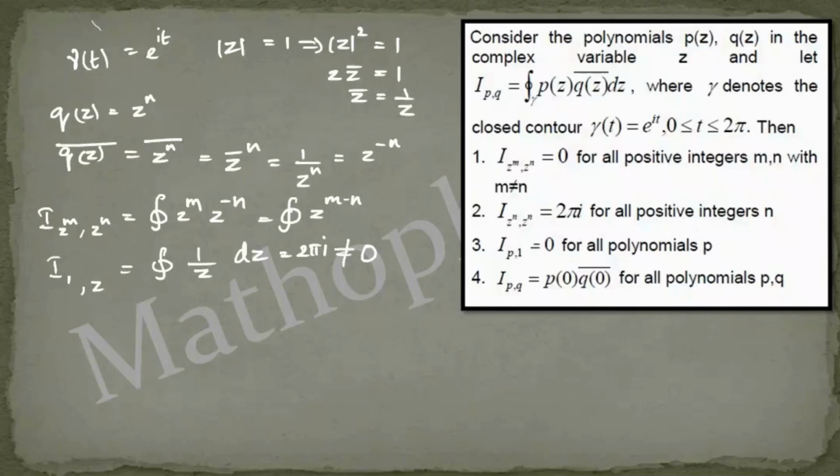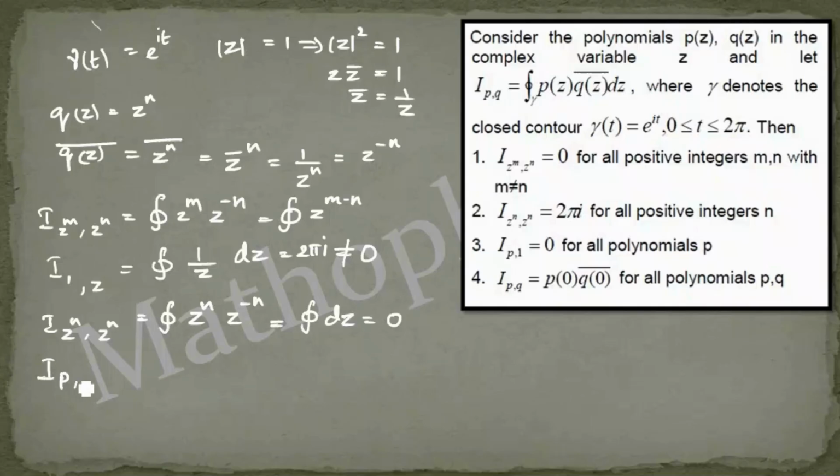What is given in the second option? I of z power n is equal to 2 pi I. So I of z power n will be equal to the closed integral of z power n z power minus n. It will be equal to the closed integral of dz, which is equal to 0, not equal to 2 pi I. So the second option is wrong. Third option, I of p comma 1 is equal to 0 is given.